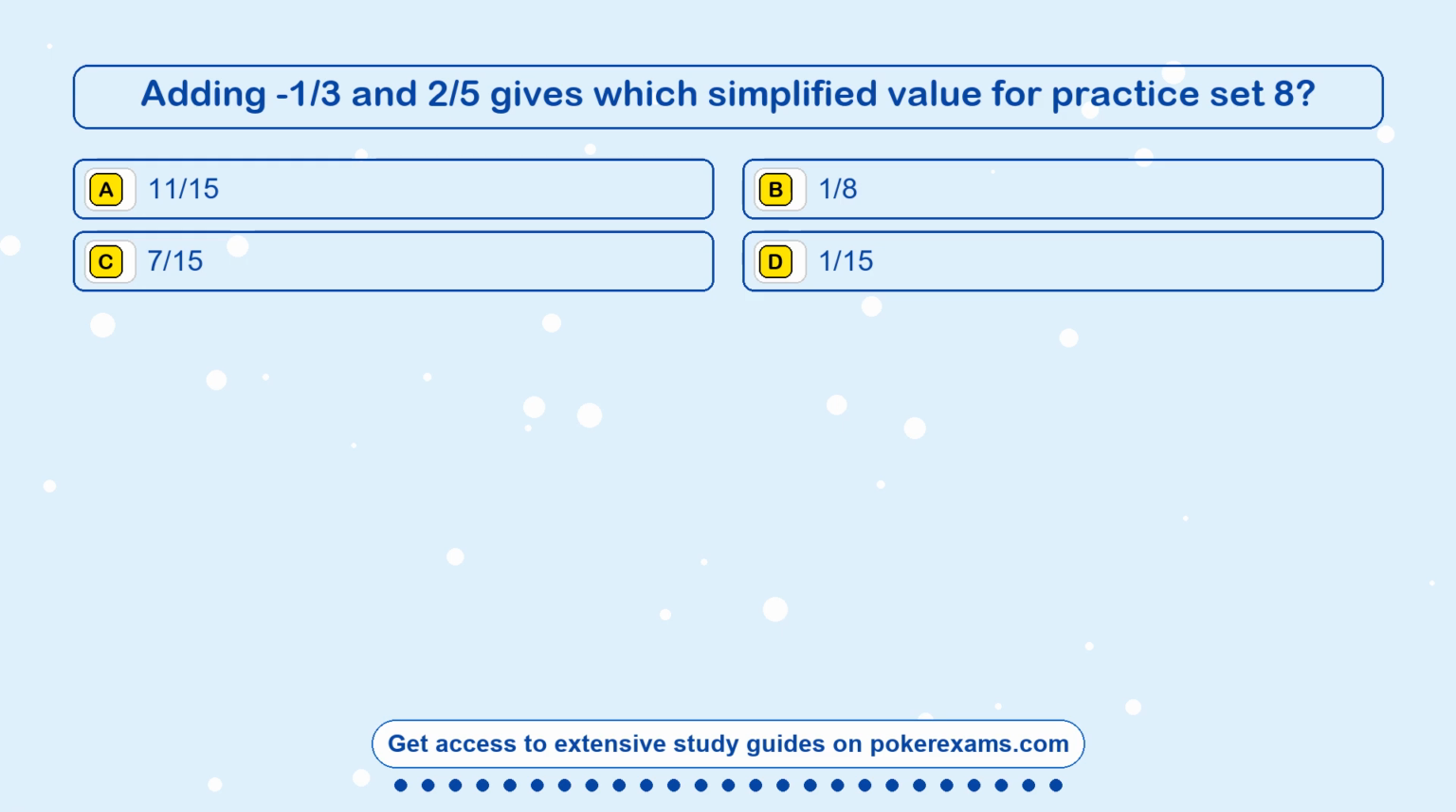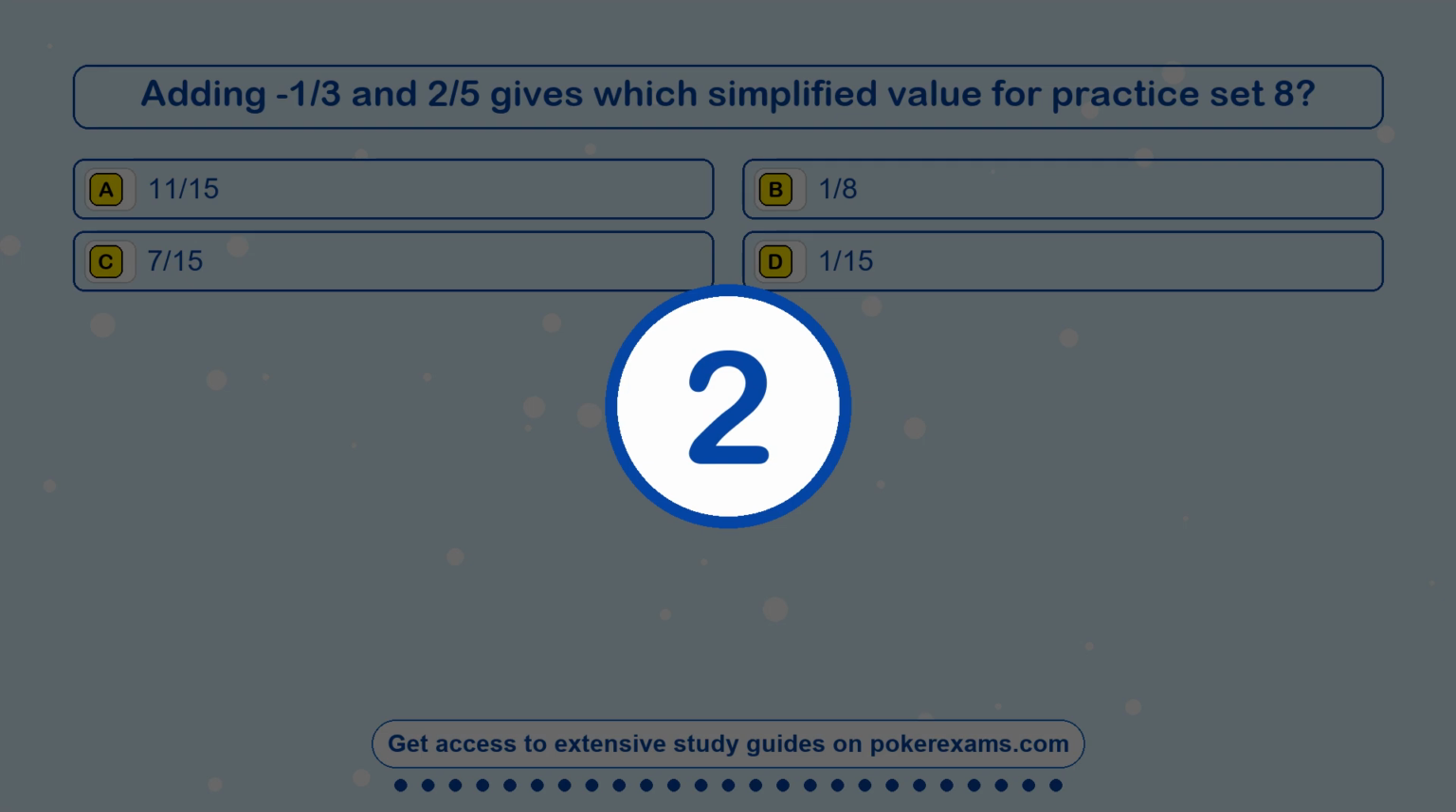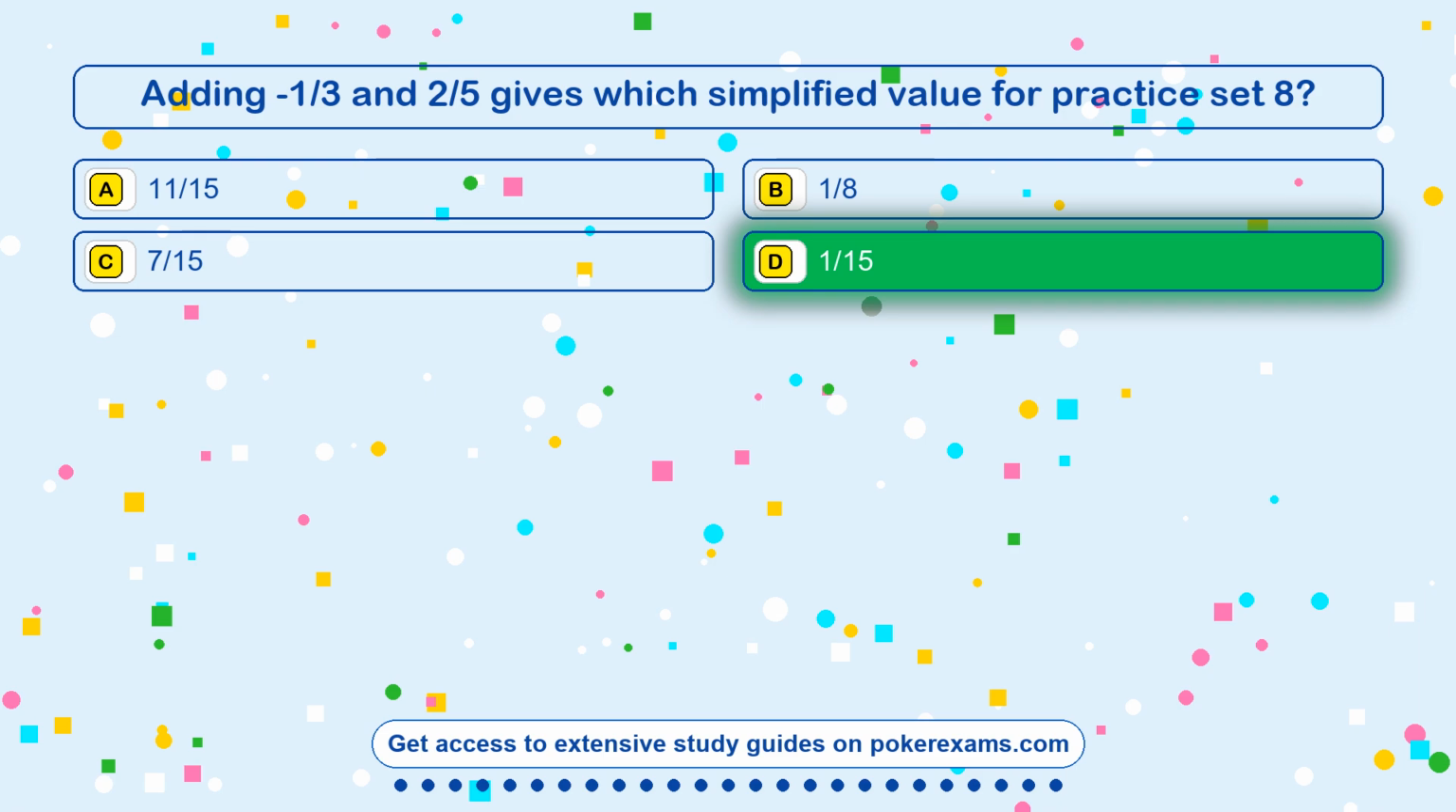Question 1. Adding -1/3 and 2/5 gives which simplified value for practice set 8? Option A 11/15. Option B 1/8. Option C 7/15. Option D 1/15. The correct answer is option D, 1/15.